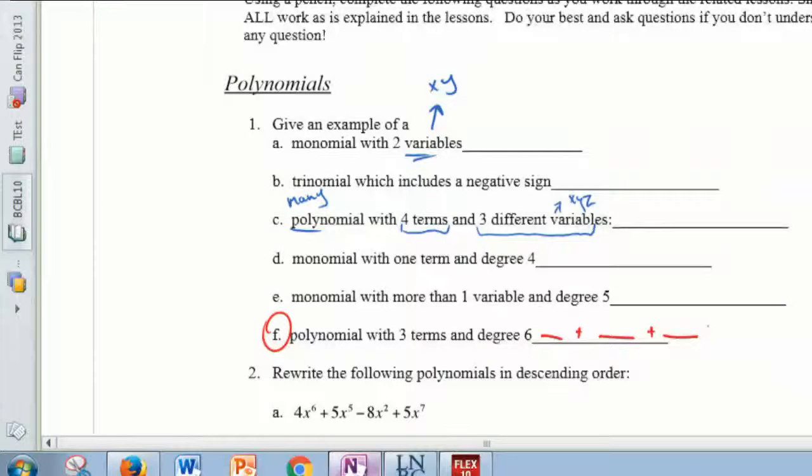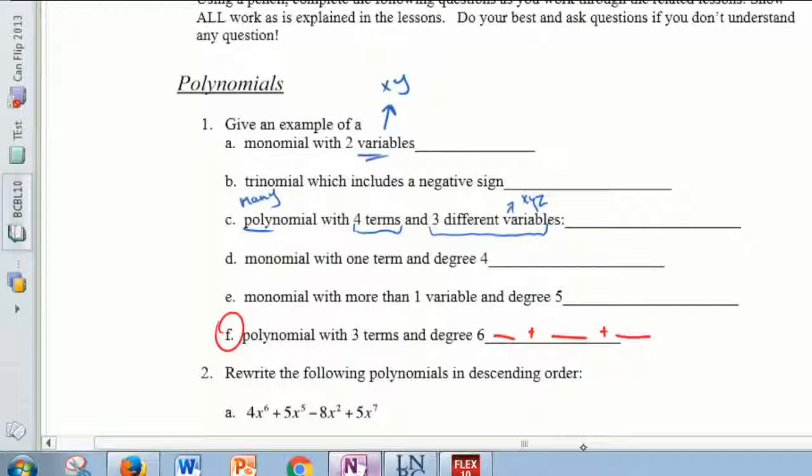I don't know. We can just make them up, right? Yours is going to look different than mine, but you have to have degree 6 in there. So maybe I'll go like 3x to the power of 6. There's my degree 6 taken care of, plus 2x plus 5. So there's 3 terms, and my largest exponent is a 6, so it's a degree 6. There you go. It's trinomial degree 6.